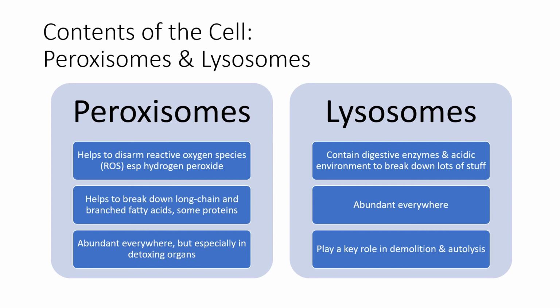Peroxisomes help to disarm reactive oxygen species, otherwise known as ROS, especially hydrogen peroxide. Reactive oxygen species, including hydrogen peroxide, wreak a lot of havoc within the cell. They're byproducts of breaking down other things and byproducts of metabolism on sort of a more gross scale.